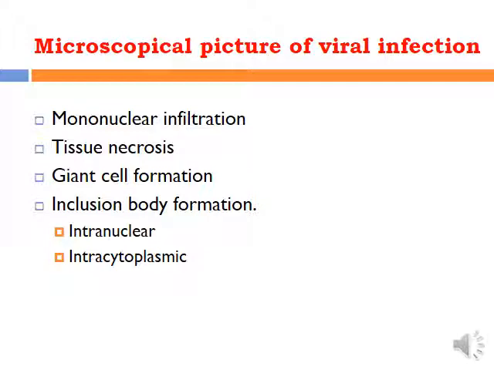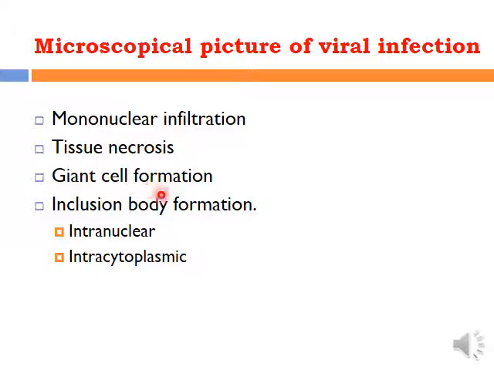Under the microscope, when there is viral infection, we usually see mononuclear cell infiltration, that is a reaction by lymphocytic cellular immunity against the viruses. There is a lot of lymphocytic infiltration at the site of infection. We see tissue necrosis as a result of inflammation and viral infection. We may sometimes see giant cell formation, fusion of multiple infected cells together, resulting in formation of a multinucleated giant cell.